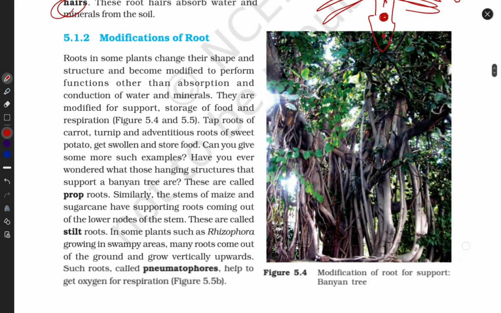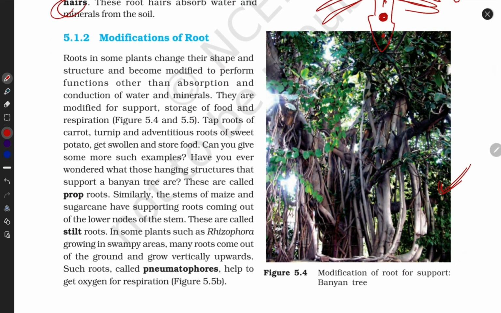Look at here. Adventitious root. Banyan tree. Their roots arise, branches arise. Look at here. They give support because the banyan tree is very huge. Do you understand? So they provide mechanical support.